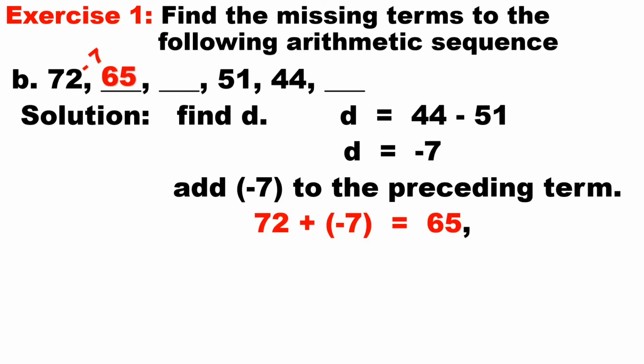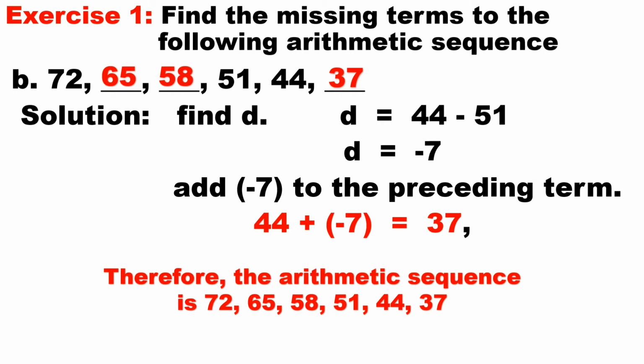Let's proceed. 72 plus negative 7 equals 65. 65 plus negative 7 is 58. And 44 plus negative 7 is 37. Therefore, our arithmetic sequence now is 72, 65, 58, 51, 44, and 37. 65, 58, and 37 are the missing terms.